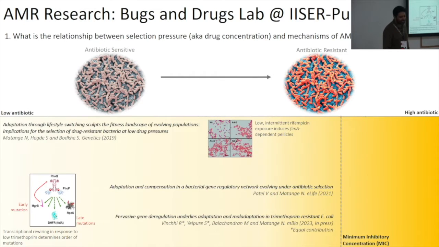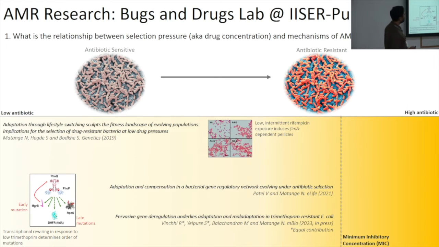All right, so the first thing that we're interested in is understanding the relationship between selection pressure, in this case drug concentration, and mechanisms of AMR. And by mechanisms of AMR, we of course use genome sequencing to identify mutations and then infer mechanisms based on that. So we know that antibiotics, all the way from extremely low concentrations, much below the minimum inhibitory concentration, to way beyond the minimum inhibitory concentration, can potentially enrich drug-resistant bacteria. The question, of course, is: do you get the same kinds of mutations along this entire spectrum of antibiotic concentrations? We find that that does not happen.